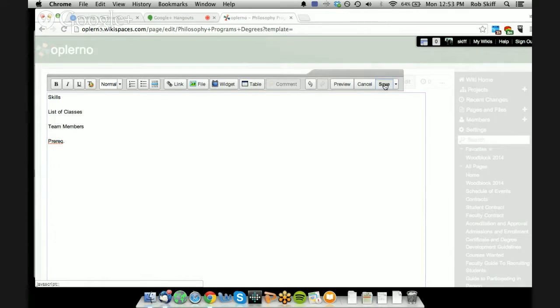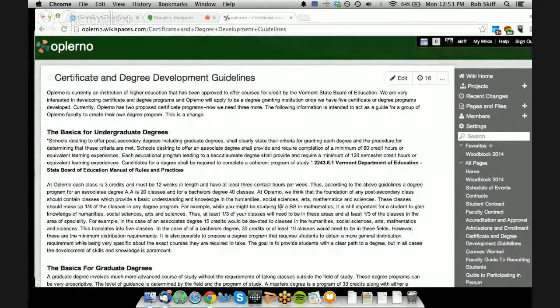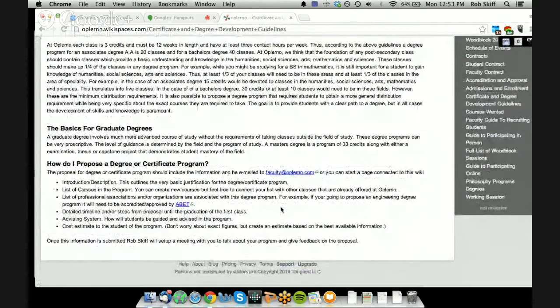And what we have also, let me just save that, let's go back to certificate and degree development guidelines. We have right here on the bottom of the page the very basic proposal for your certificate or degree program, which is an introduction and description, outlines a very basic justification for your program. It'd be a good idea to include potentially the size of your market. List the classes in the program. Now, these can be classes that you want to create, but you can also list classes that are already offered at Oplerno, if you go through the course catalog on Enroll.